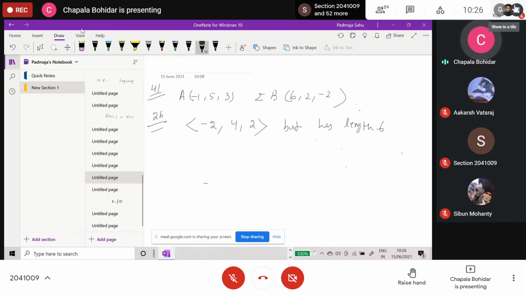First you find the unit vector, then you multiply it with 6. That vector is in that direction and has length 6. Clear to all of you? Yes, ma'am.